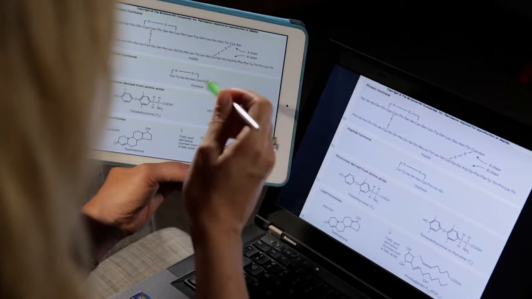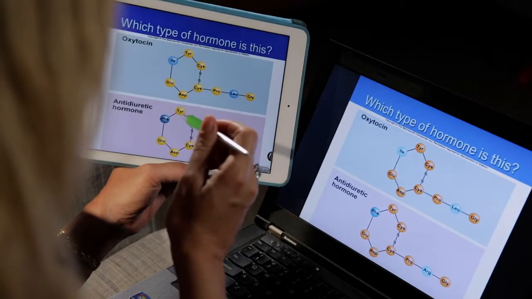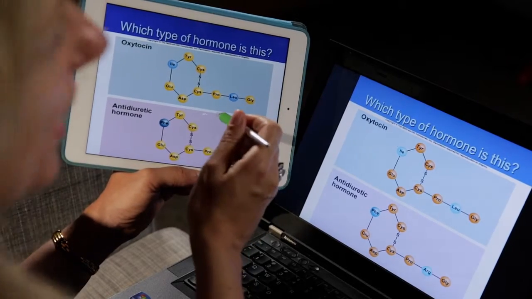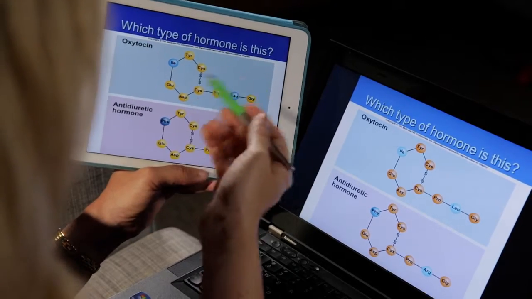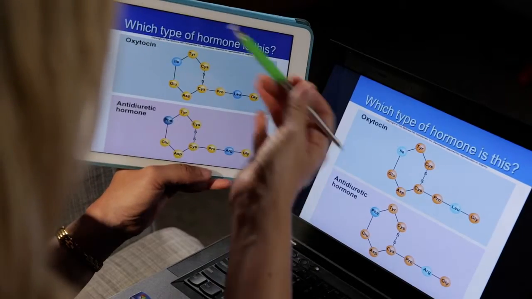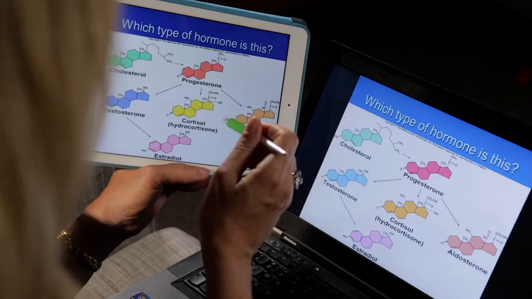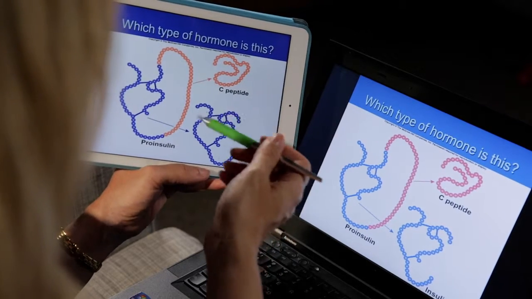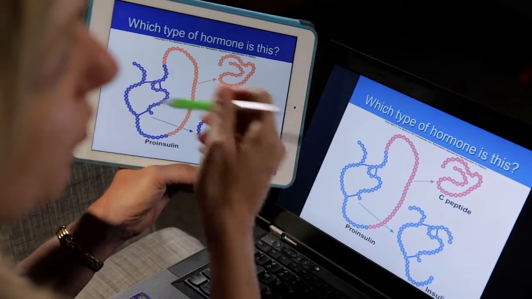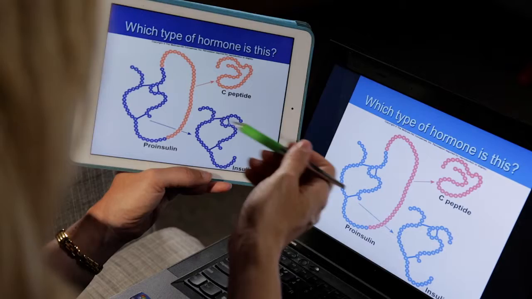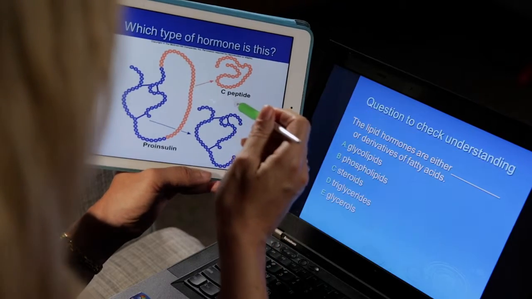So I direct what's going on the screen directly from my iPad. So I can ask them questions, and as I'm asking these questions, I can just be walking around the classroom. Which type of hormone is this? They can look at these structures and see what we've already talked about. How do these examples fit into what we've already discussed? And then what about these examples? And if they didn't understand what we're talking about, I can again circle things on the structures and emphasize what it is about those structures that makes them fall into that particular category.